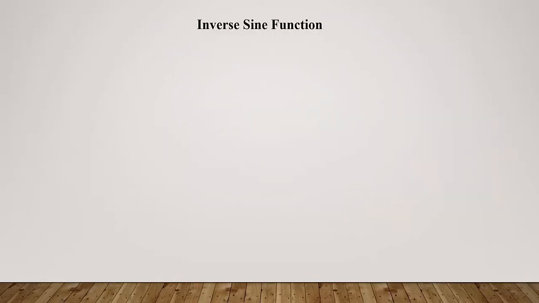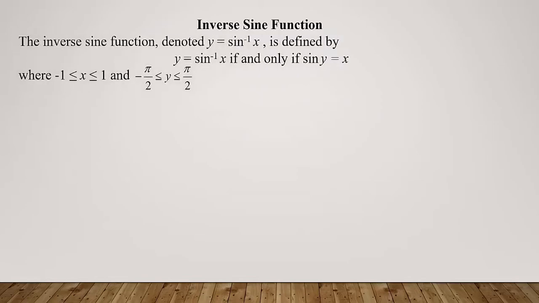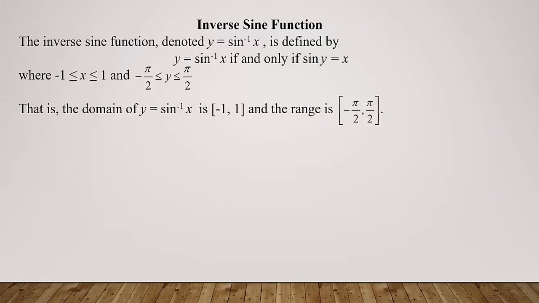And here was the definition you would have seen of the inverse sine function back in trigonometry. The inverse sine function, denoted y equals inverse sine x, is defined by y equals inverse sine x if and only if sine y equals x, where -1 is less than or equal to x is less than or equal to 1, and -π/2 is less than or equal to y is less than or equal to π/2. Or in other words, the domain of inverse sine is -1 to 1, and the range is -π/2 to π/2.